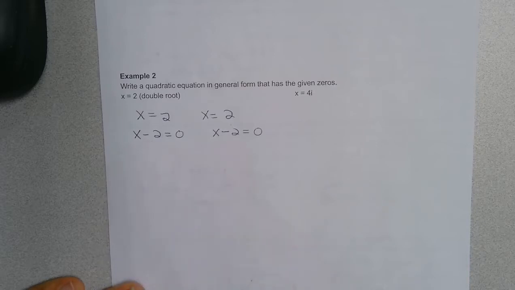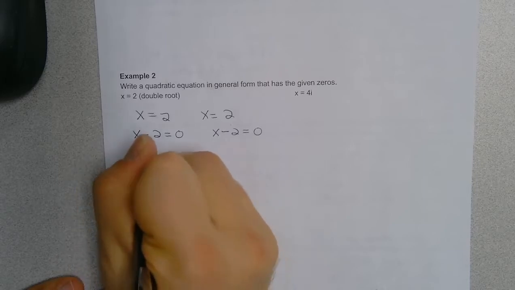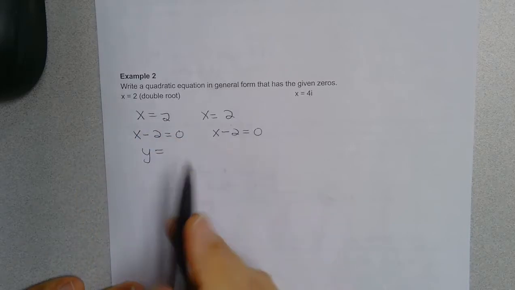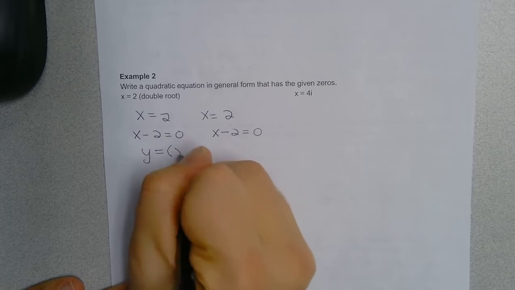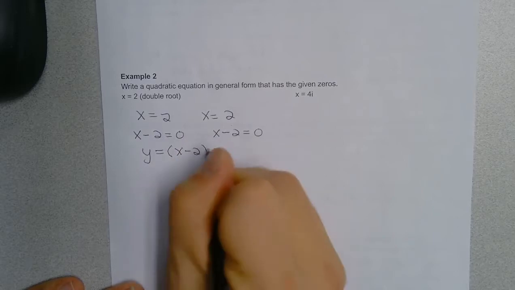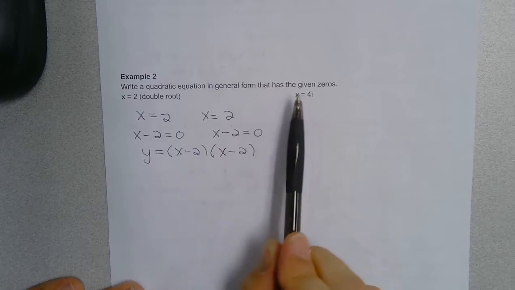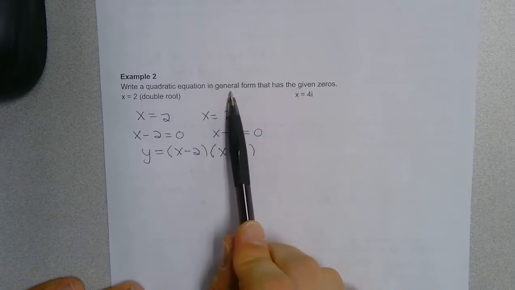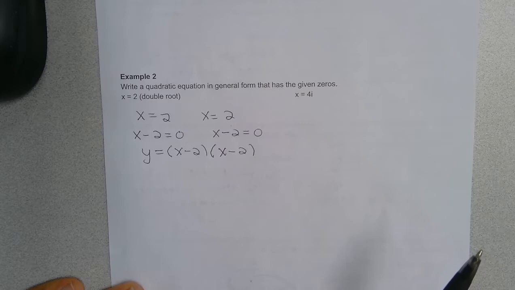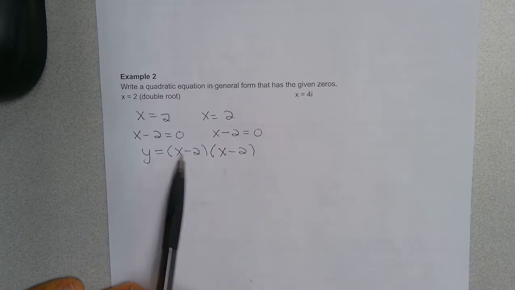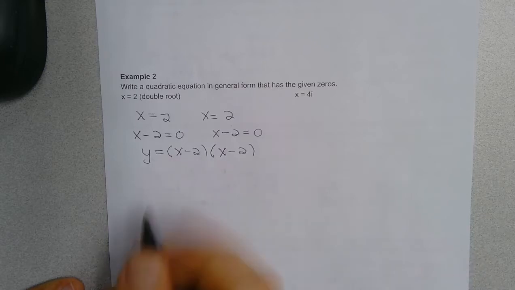So then to move this into factored form, we could say that y is equal to x minus 2 times x minus 2. But we're not done. It says to put that in general form, which is another word for standard form. So we're going to have to distribute and simplify.